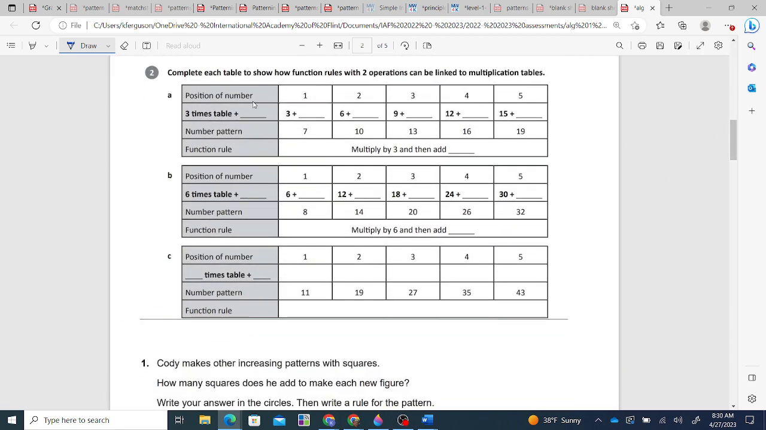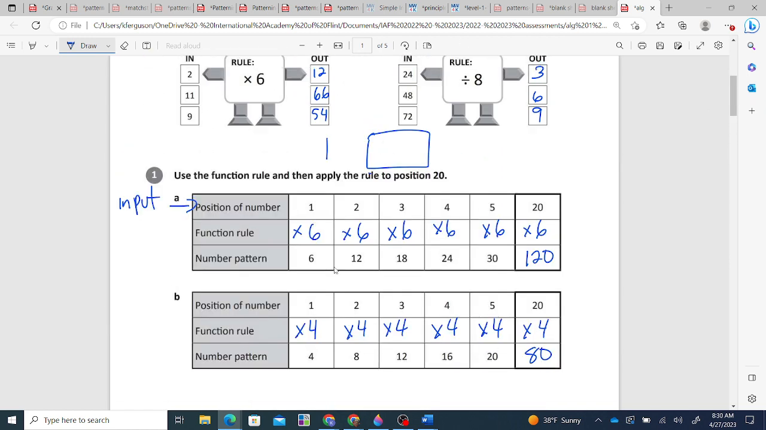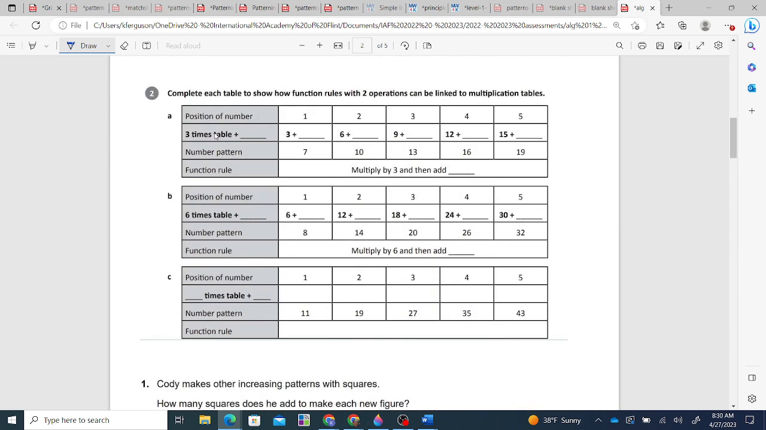So next, complete each table to show how the function rules with 2 operations can be linked to multiplication tables. Well, we can think about this as a multiplication table. 2 operations. So what they're saying is, there's 4 basic math operations: multiplication, division, addition, and subtraction. So we got a function with 2 operations. Now the one we just did only had 1. We just multiplied. So 1 operation. This one is going to have multiplication and adding.